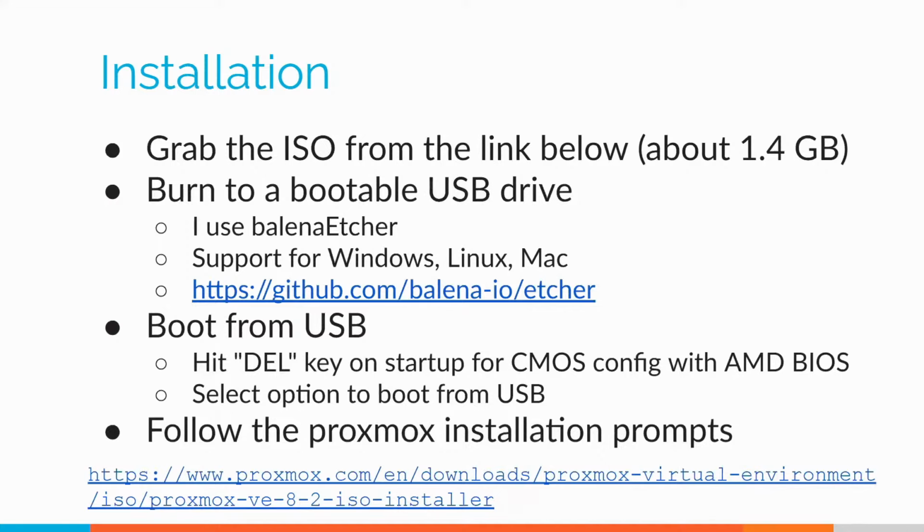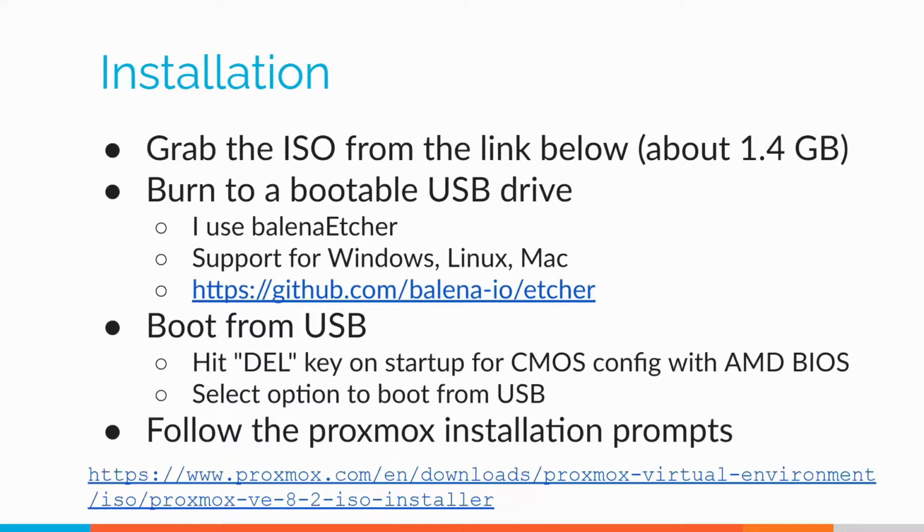When you boot up the system for the first time, it's probably going to want to try and start up off of the hard drive. So if you've got an AMD BIOS, which that little mini PC I was showing you does, just hit the delete key. If you've got something else, it might be F3, F5, sometimes they help you out there. But you're going to want to go into the config, change the boot order and tell it you want to boot up off of the USB drive first.